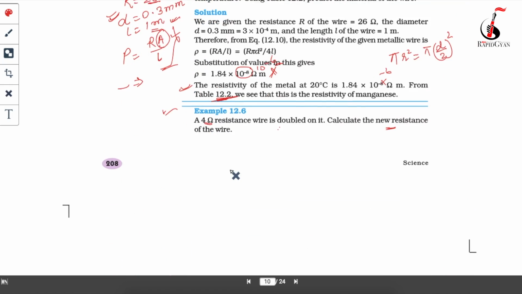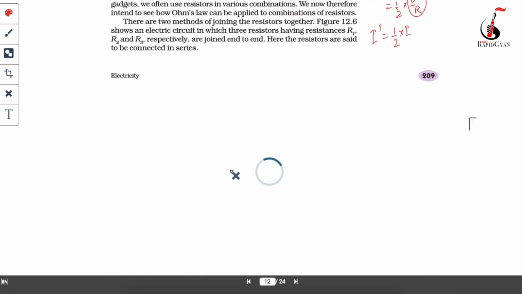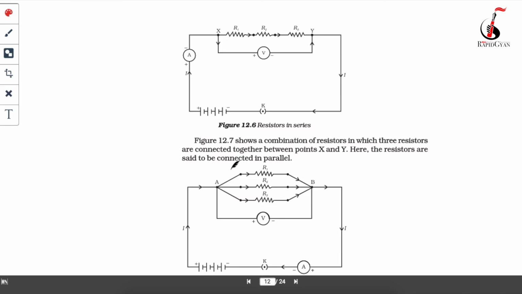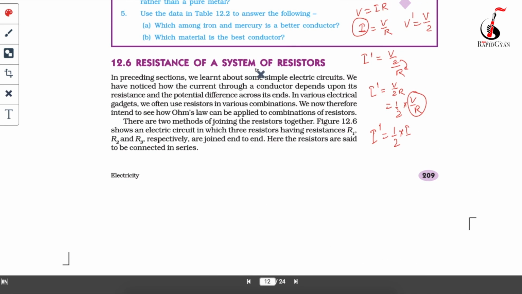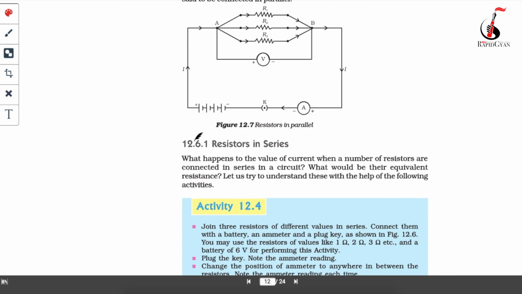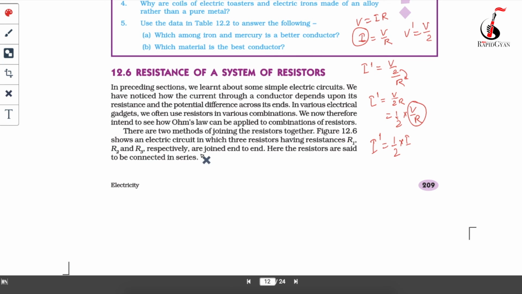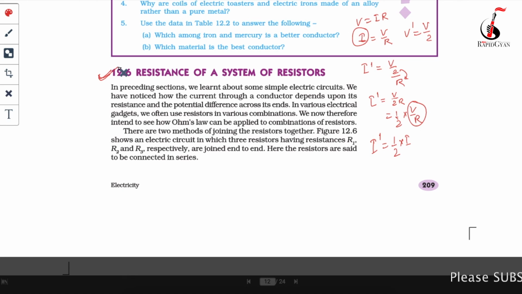Okay, beta. So that's it for this video. So in the next class, what are the things? Okay, so this is the resistance of a system of resistors. This we will have to study, and then we will study the resistors in series and parallel. So this topic we will have to start in the next video. Okay, guys. So till then, go and watch this video, solve the questions from here, solve the questions from the reference book, try to download a few questions from the internet and solve as many questions as you can.